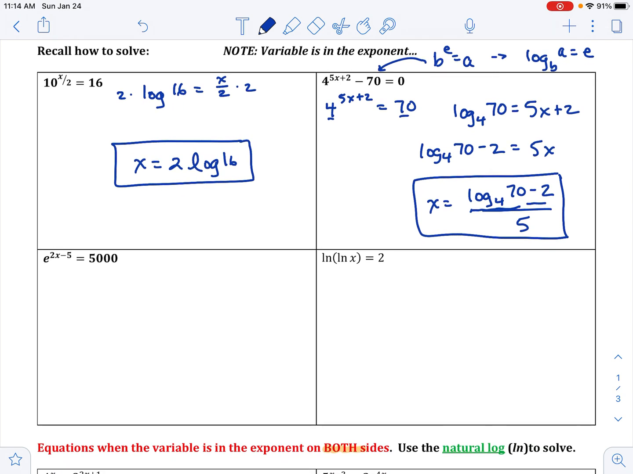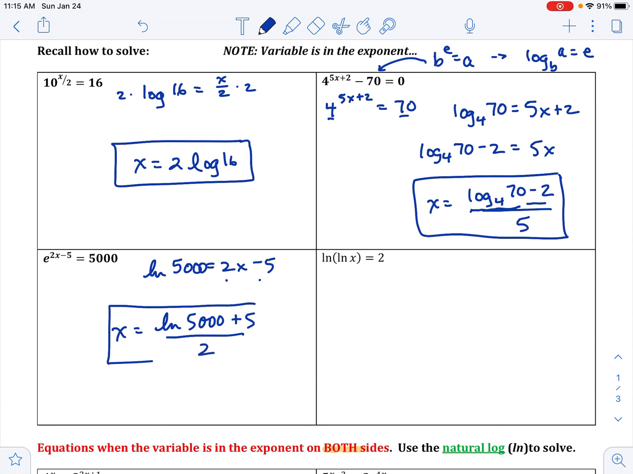All right, the only difference with the third example is it involves e. So instead of using log, I'm going to do ln. So I'm going to rewrite it in natural log form. So ln base e, I don't have to write the e. Equal to 5,000, forgot the 0, equal to 2x minus 5. All right, just like this previous example, I'm going to add the 5, divide by 2. So x equals ln 5,000 plus 5. That does not mean multiply. Okay, it means add, and then divided by 2. And I'm done. Exact answer.